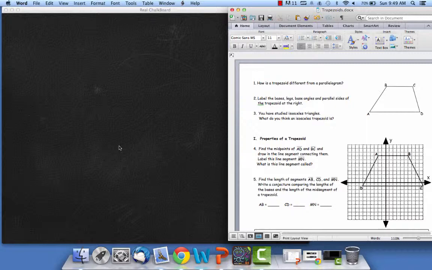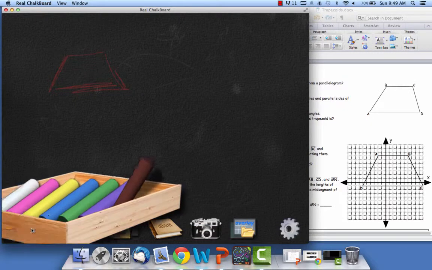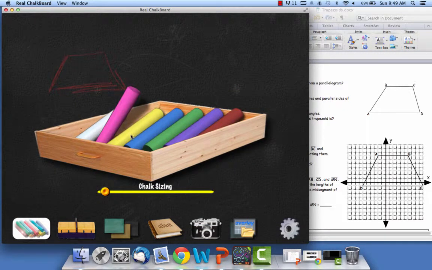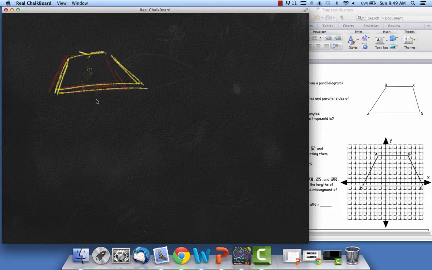So if I want to label those, then let me see what kind of chalk I've got over here. I didn't get it ready. Maybe I won't use red. I'm getting used to this program still, so give me a second here. Nope, yellow. Okay, so if I have a trapezoid, these two are the parallel ones, so I could mark that like that. But when I mark it, that means that these are the bases. So this is base 1, base 2, and this is the legs here, the ones that are not parallel.